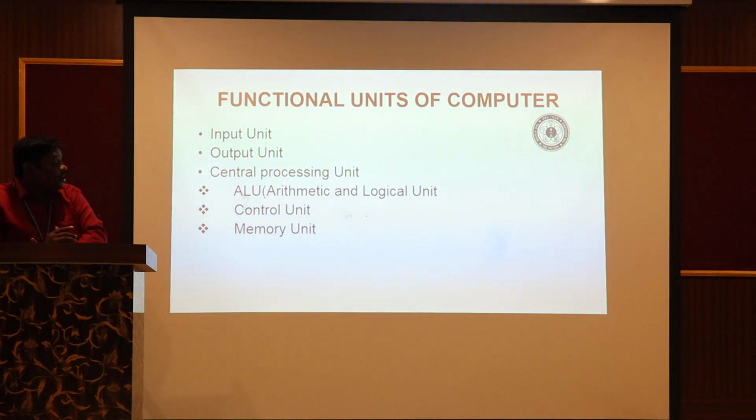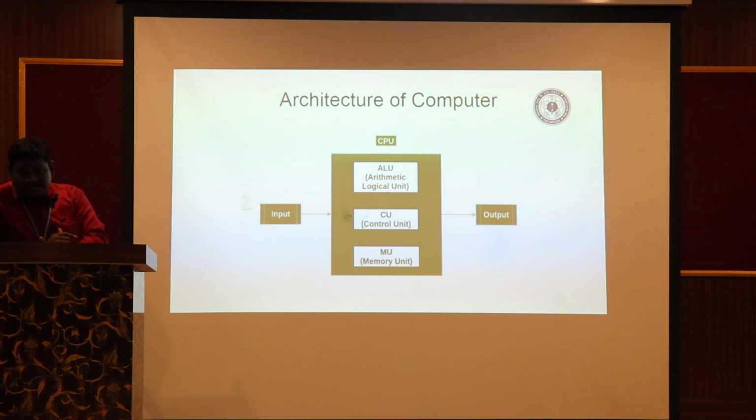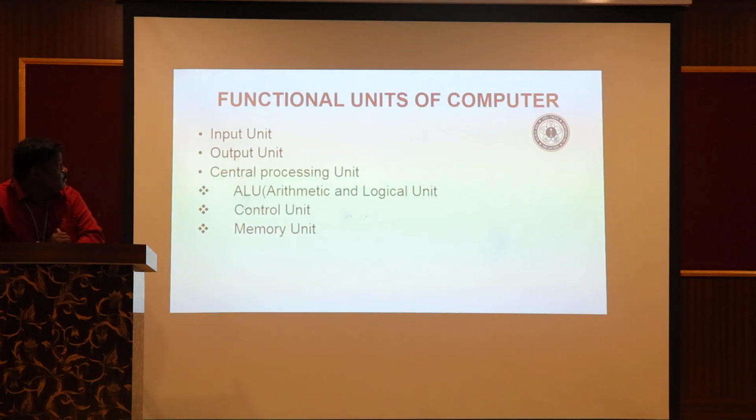So first, it has 5 functional units. That is, the computer has 5 functional units. One is input unit, output unit, next CPU. The CPU is divided into 3 units: that is control unit, memory unit, next ALU. So first of all, what is input unit?